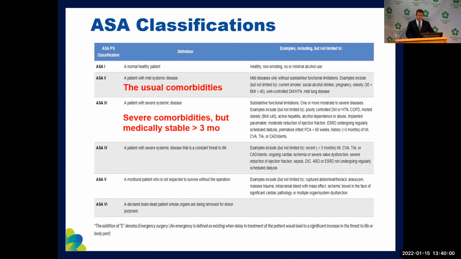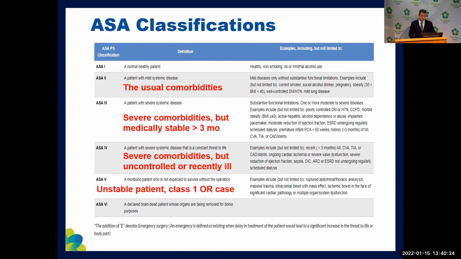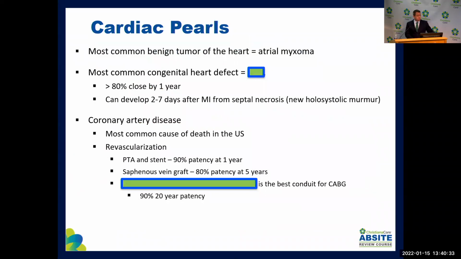ASA 3 is going to be your more severe comorbidities, your coronary artery disease, your end-stage renal disease, but nothing recent, right? They've been medically stable for at least 3 months. They're on regular dialysis, et cetera. ASA 4 is probably all the patients on your EGS or acute care surgery censuses. These patients have your severe comorbidities and uncontrolled or recently ill. Then there's 5. These are your unstable patients, trauma patients, class 1, running to the OR. There's also a caveat where you can add an E to any of these for any emergent procedure, but I've never seen any anesthesiologist do that.